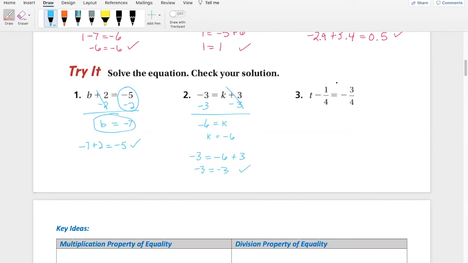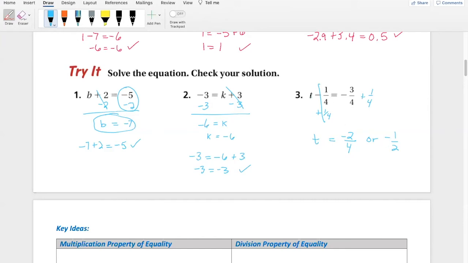All right, and then on this one, even with our fractions, if I want to isolate the variable, I would have to add 1/4 on this side, and then I would want to add 1/4 on the other side. Those will cancel, and I get t equals a -3. We have common denominators, so we're good. I just have to add up my numerators. -3 plus 1 would be -2. Denominator stays the same. That I could also say is a -1/2. So t can be -2/4 or -1/2.